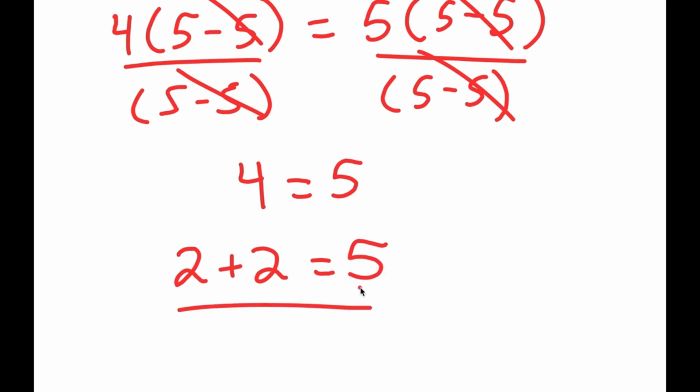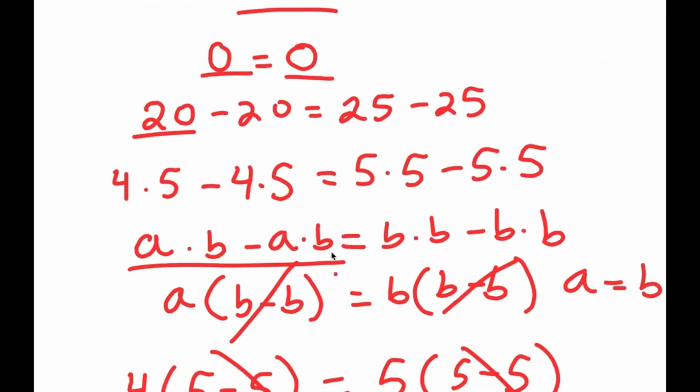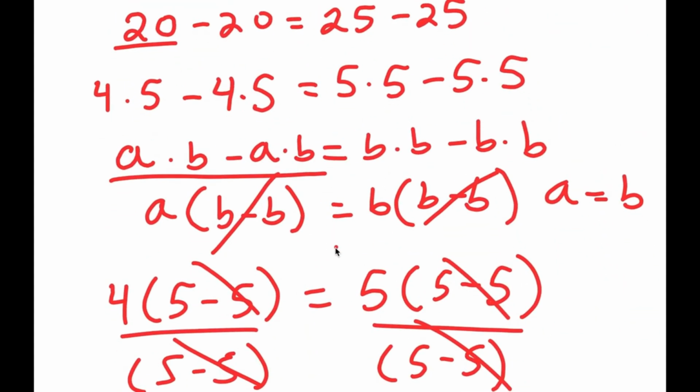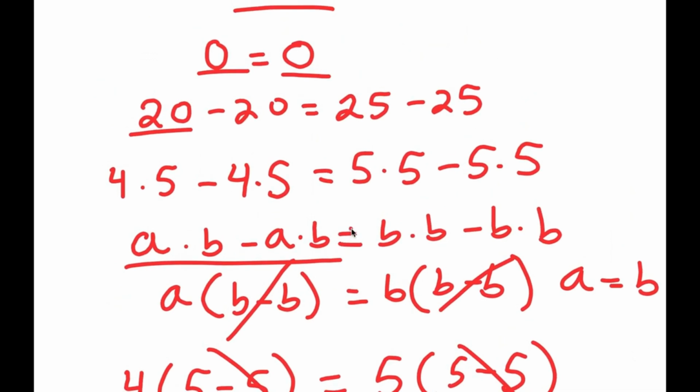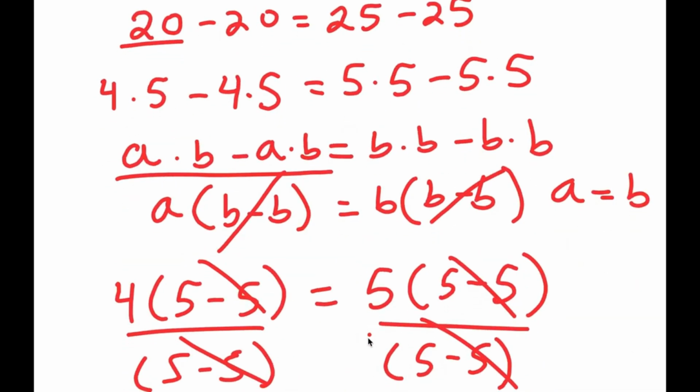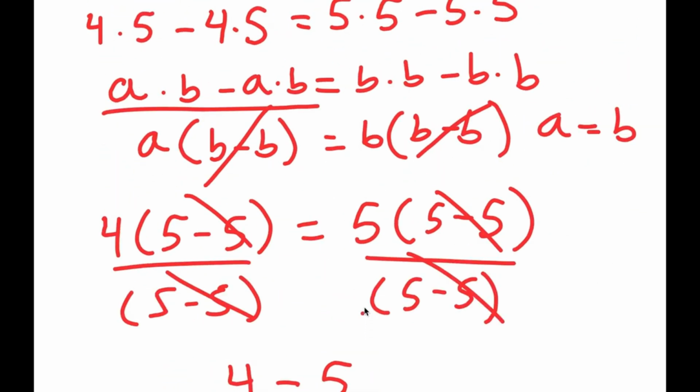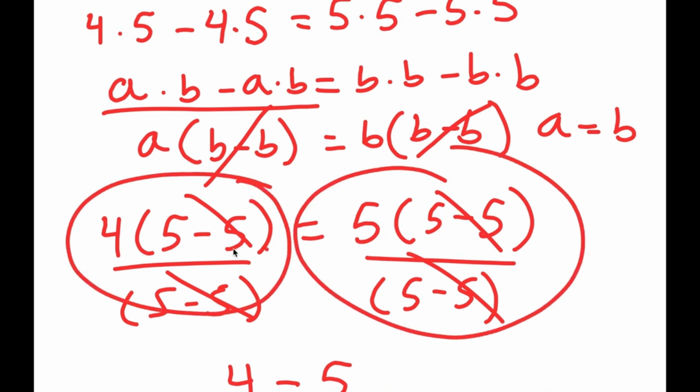And now I know what you're thinking. This is mathematically incorrect, right? How can 2 plus 2 equals 5 when 2 plus 2 is equal to 4? Well, look back here and try to figure out where I made an error. So the error is actually right here in this step where I divided both sides by 5 minus 5.